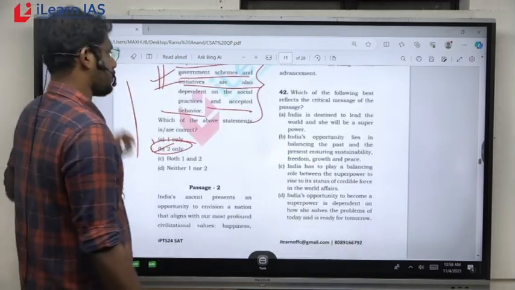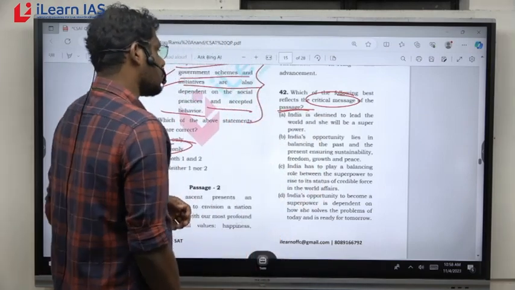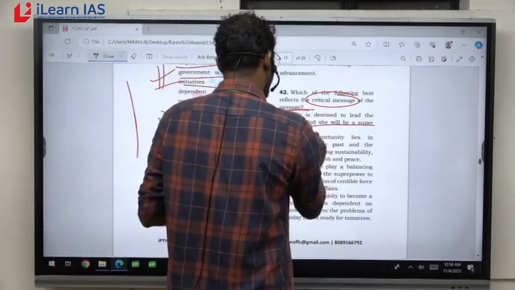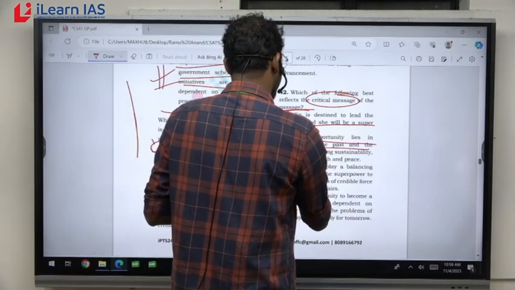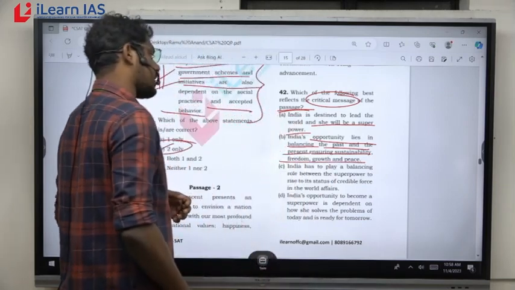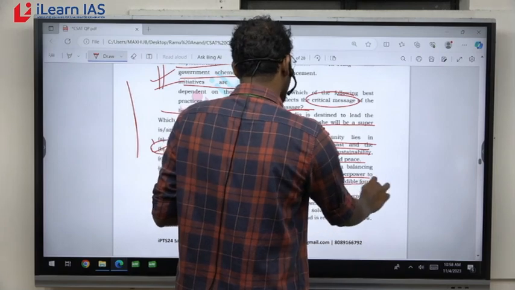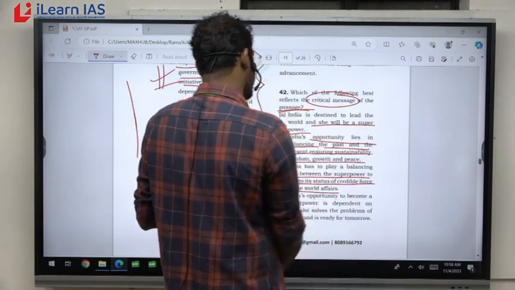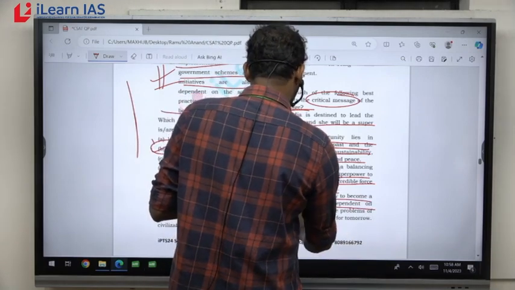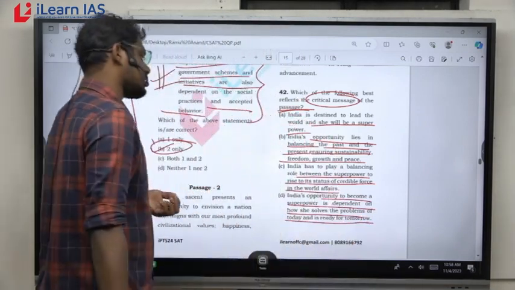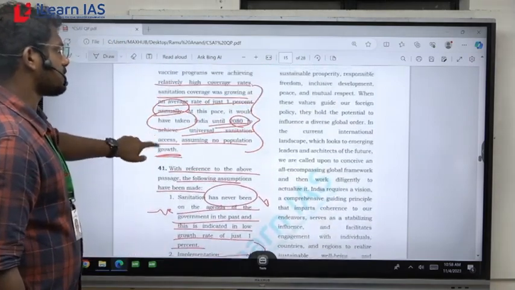Next, question number 42. Which one of the following best reflects a critical message of the passage? India is destined to lead the world and she will be a superpower. India's opportunity lies in balancing the past and the present, ensuring sustainability, freedom, growth, and peace. India has to play a balancing role between the superpowers to rise to its status of credible force in world affairs. India's opportunity to become a superpower is dependent on how she solves the problems of today and is ready for tomorrow. Okay, anyway, reading the passage.